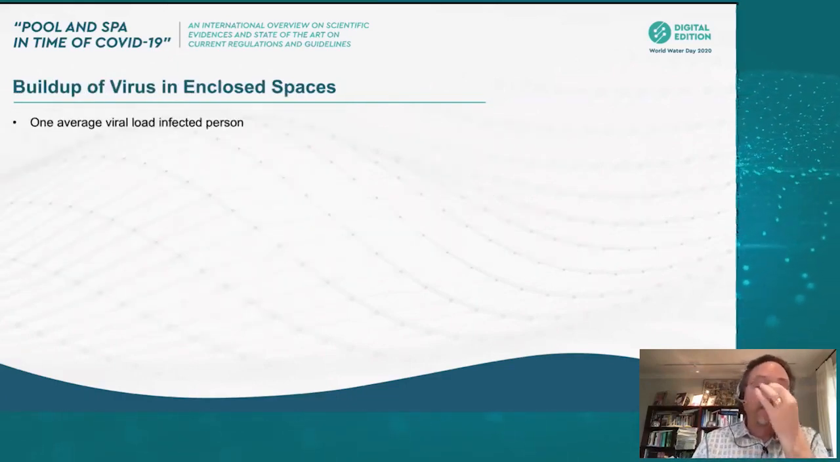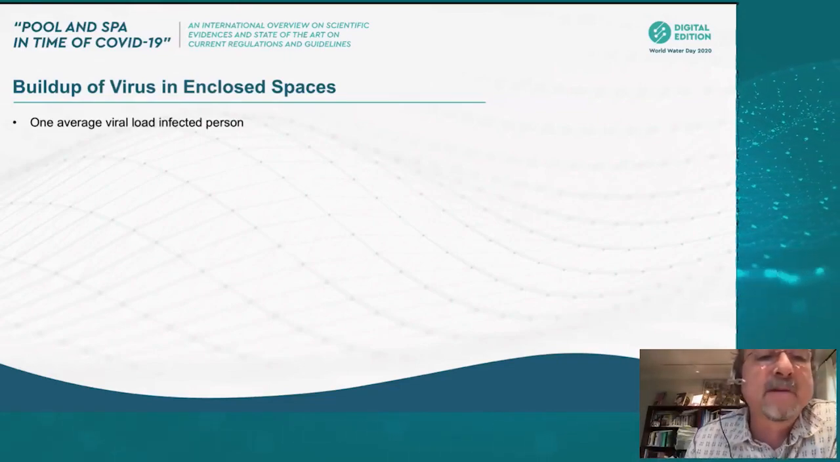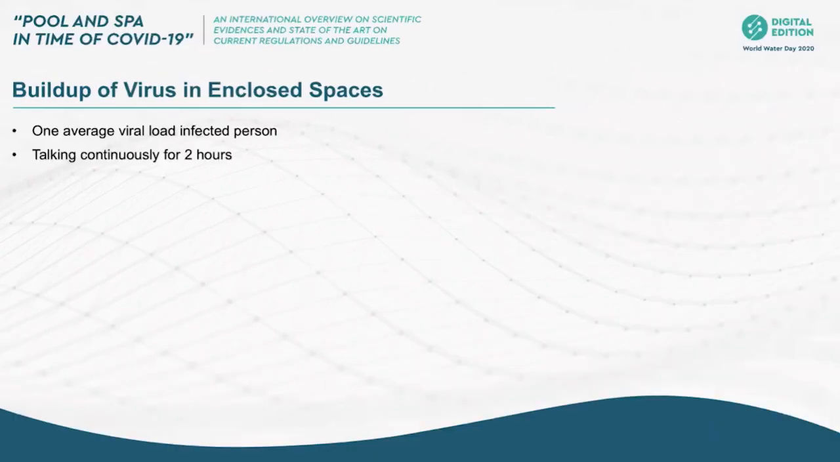Here's another risk, though, that's unique to aerosols. Aerosols can build up the virus in an enclosed space. Take one average viral load infected person, talking continuously for a couple of hours in a fairly small room, 4 by 4 by 3 cubic foot room, like a typical room inside a home, for example. So, not a huge room, but not a small room, kind of average size.